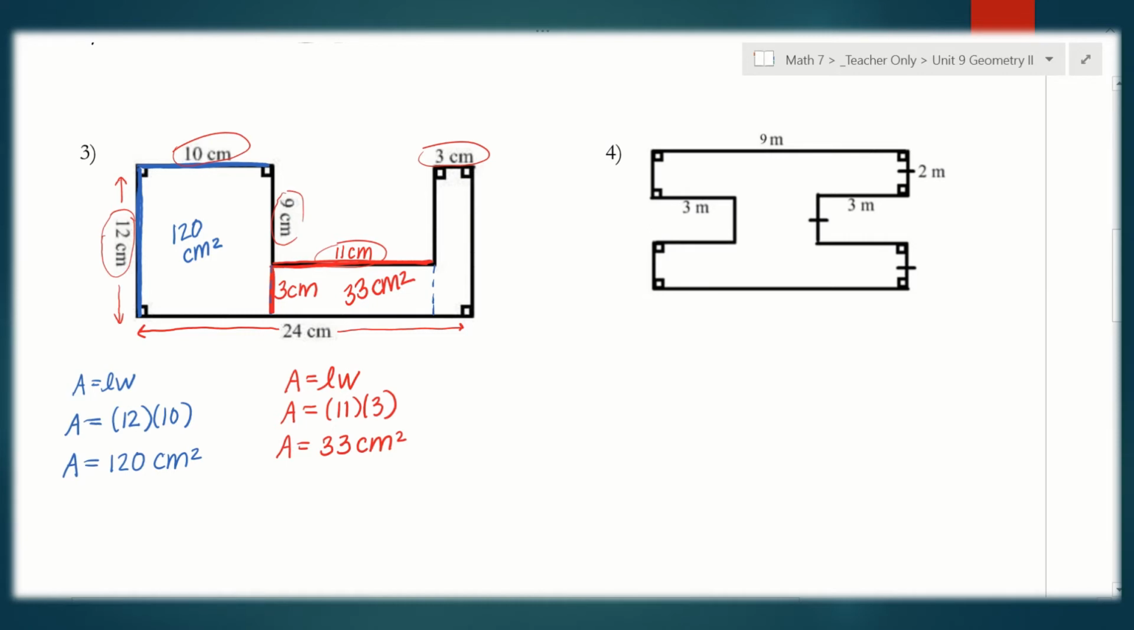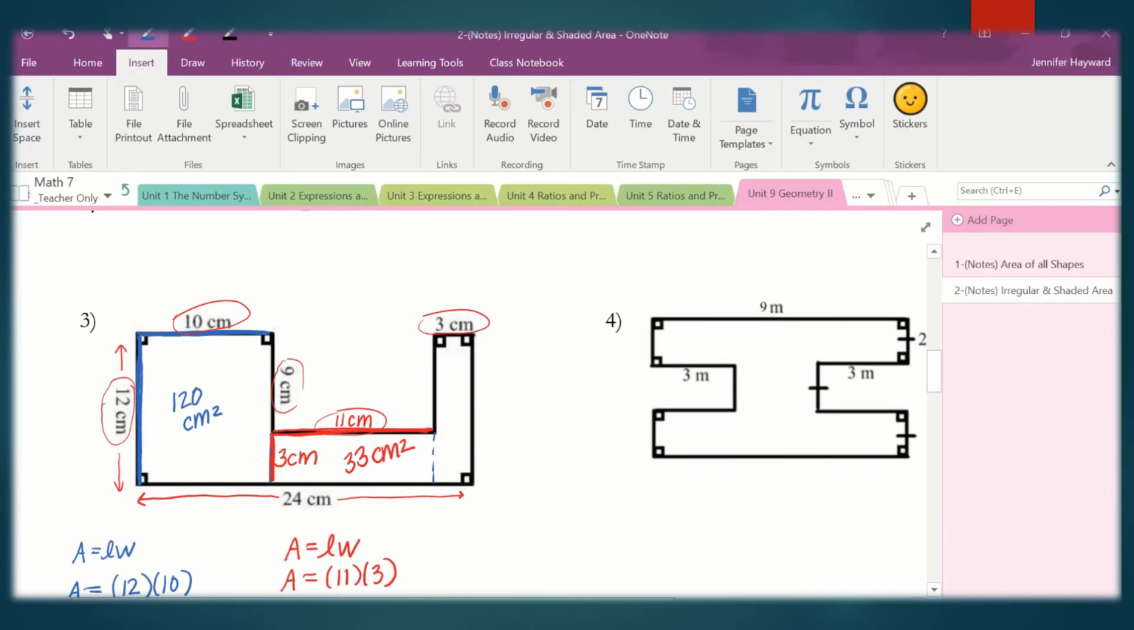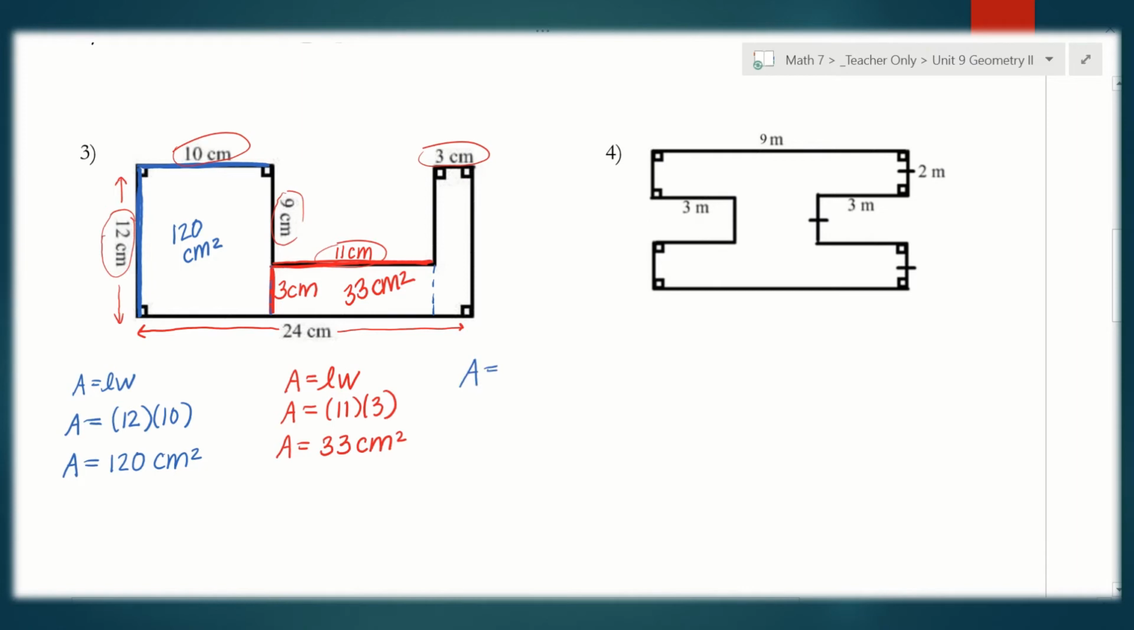Okay, now my very last one on the end here, I'm going to have to do length times width again. And let's see, we already know the width is 3, so that's helpful. But I don't know the length. But I can figure out the length because it should be the same as this side over here, which we already know is 12. Okay, so we can say 12 times 3 is my area, so 36 centimeters squared.